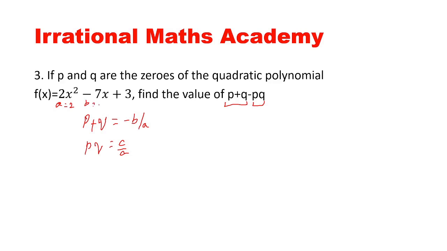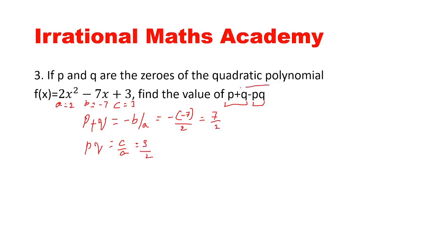B value, I'll get it as minus 7, and C value, I'll get it as 3. So let me substitute here. Minus, already minus is there. B value is minus 7 by A value, which is 2. So minus into minus plus 7 by 2 we will get, and C by A is 3 by 2.